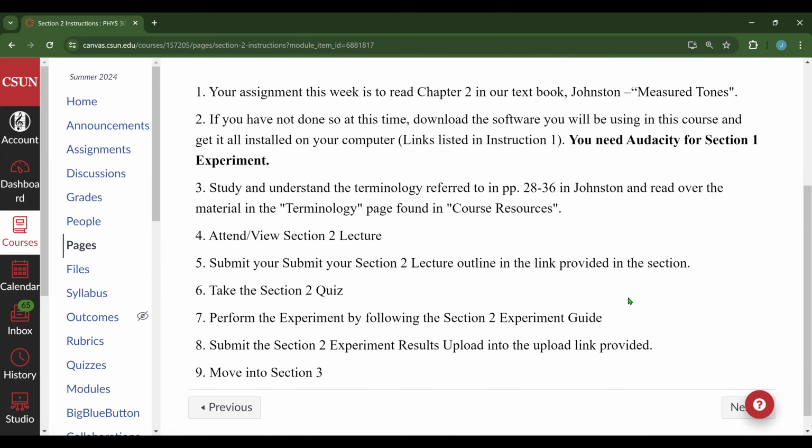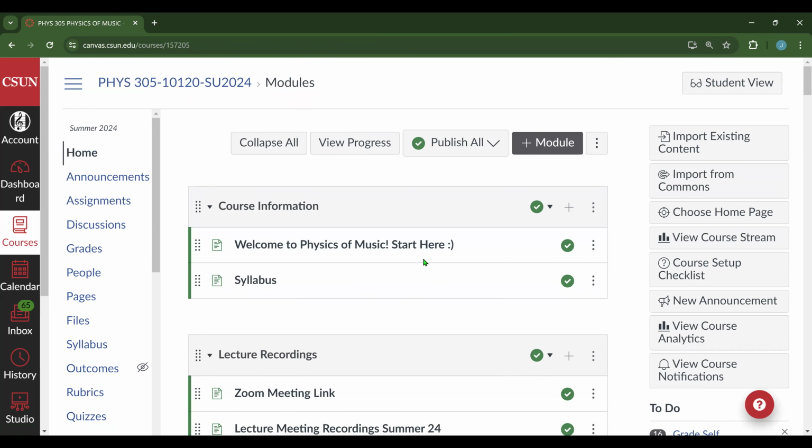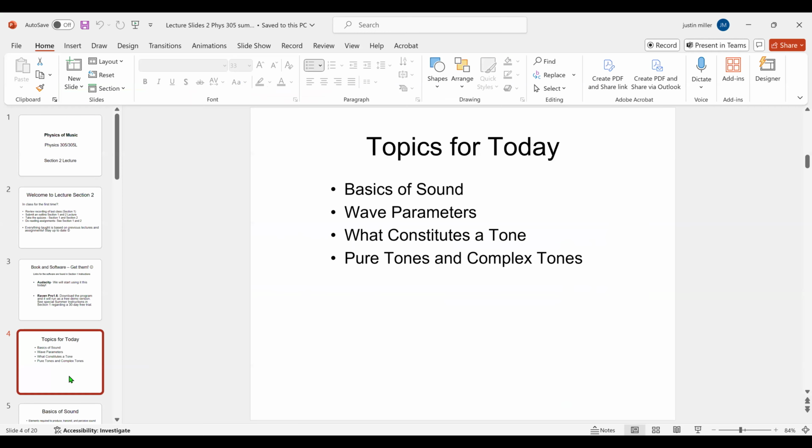So today we will introduce an experiment for this section, and it'll be based upon what we're doing today in class. So that's pretty much where we are. Haven't done anything really, but we start. So let me jump back over here. And let us begin. So the topics for today, we're just going to get down the basics of sound. How do we parameterize sound? How do we discuss it? We'll talk about some wave parameters, what constitutes a tone, and pure tones versus complex tones. And this is just where we begin.